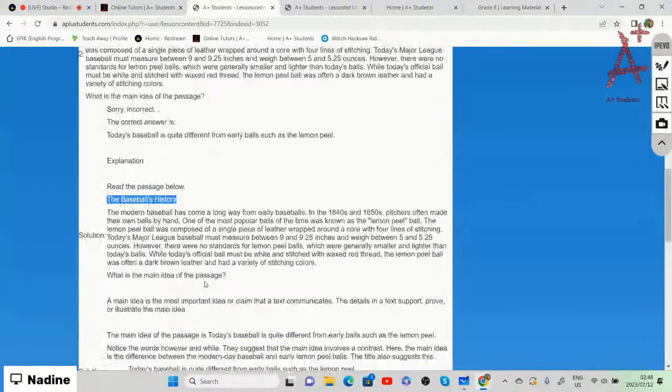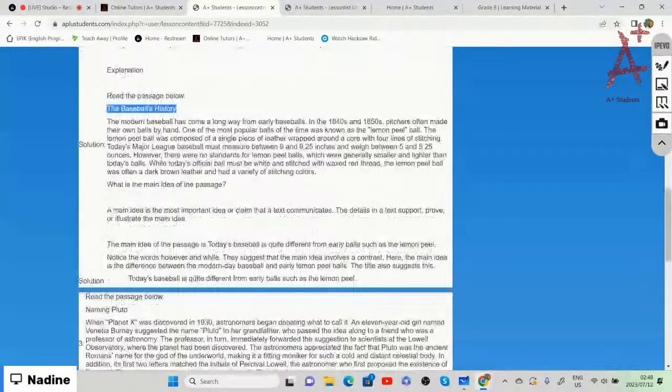All right, so just to basically go over what a main idea is. A main idea is the most important idea or claim that a text communicates, either when you're writing an essay, a paragraph, or something else. And the details within this text support it, prove it, and illustrate the main idea. All of these support the main idea.